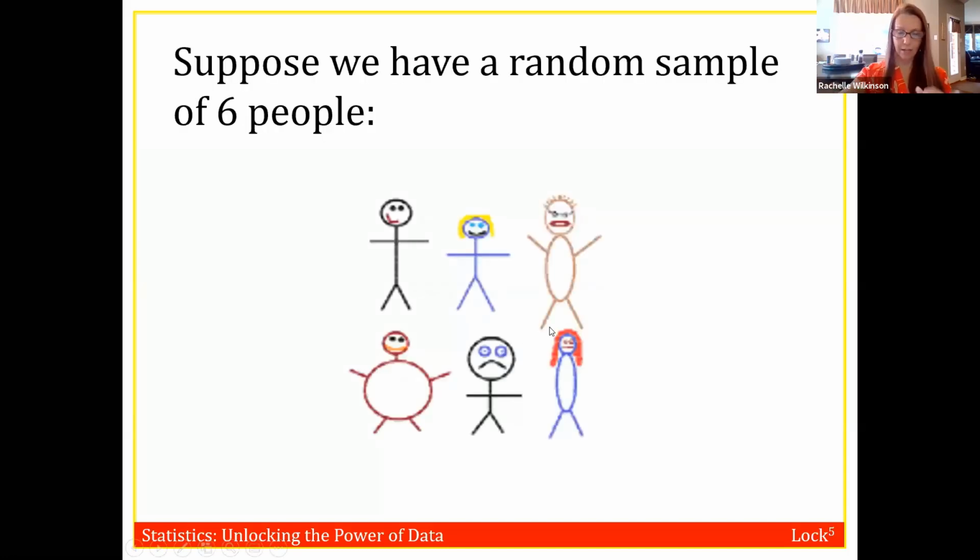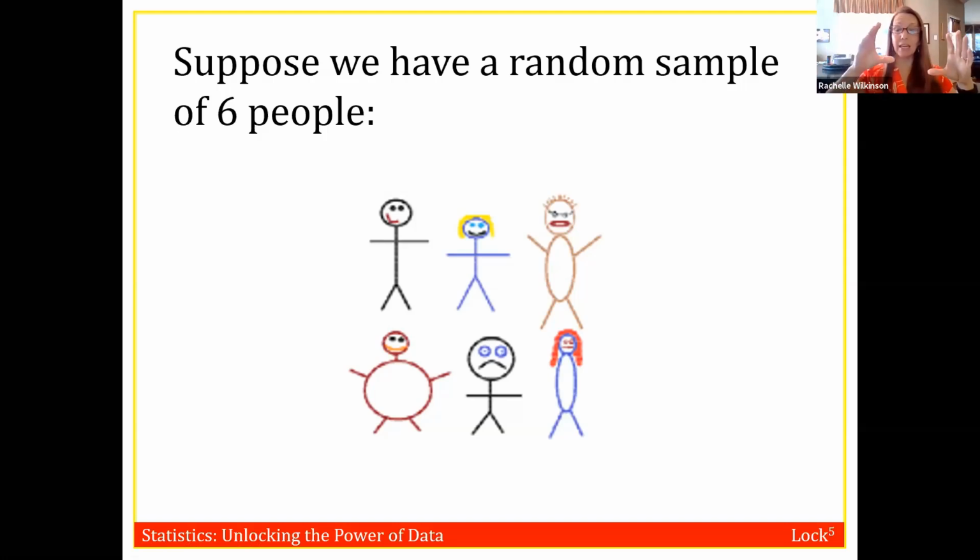So here's kind of a graphic look at that. Let's say I take one random sample from my population of 6 people. These are the 6 little stick figures that I've selected from my population. If I've used a random method, then we're assuming that these 6 people are representative of the whole population.